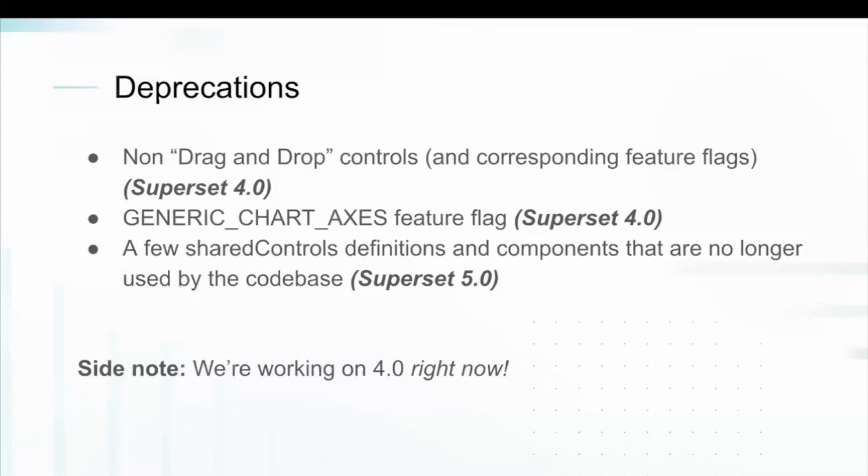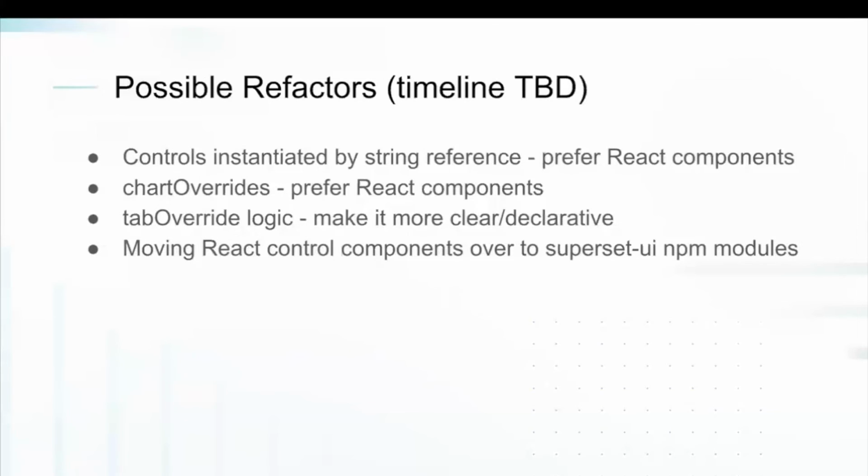All right, and then possible refactors. I guess I've already kind of covered this, but chart overrides is probably something we should get away from at some point. So I wouldn't lean on that too heavily. And this tab override logic that I was explaining, where things that are instant, or when all the controls are instant, they get put in the customized tab, and otherwise they go into charts. We might get more declarative about that in the future instead of having everything be an override.